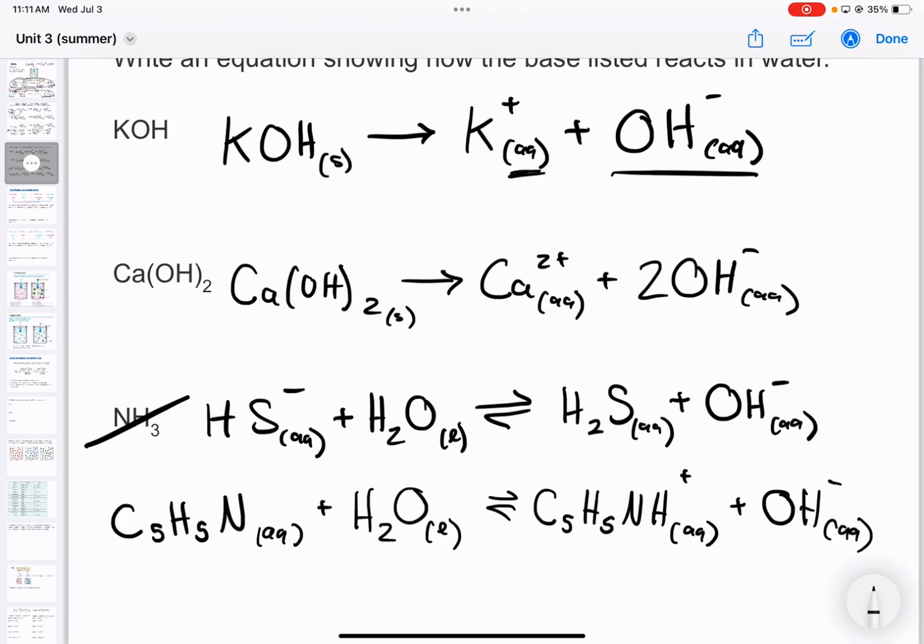Okay, so there's your last two. One of the notes on the calcium hydroxide is make sure, because the calcium was a 2+, there was a 2 there. So in the balanced equation, you need to be making 2 OH minuses. That's the only time you're going to see a coefficient in an acid-base reaction, a coefficient other than 1.